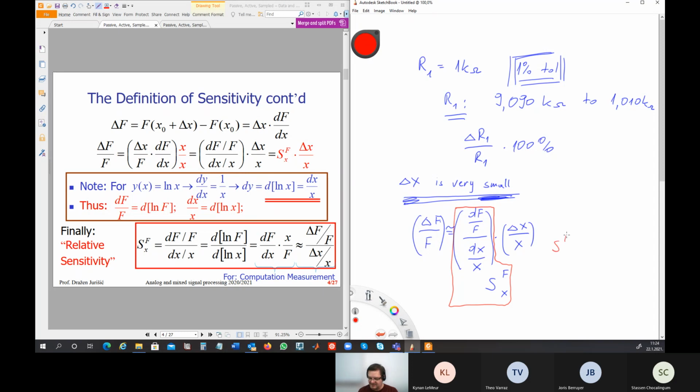We can write it here as df over f. So this is the definition equation. Or we can write it like this: df over dx times x over f. So this is also valid notation. So all this is called relative sensitivity. Why relative? Because of this form, or the percentage.